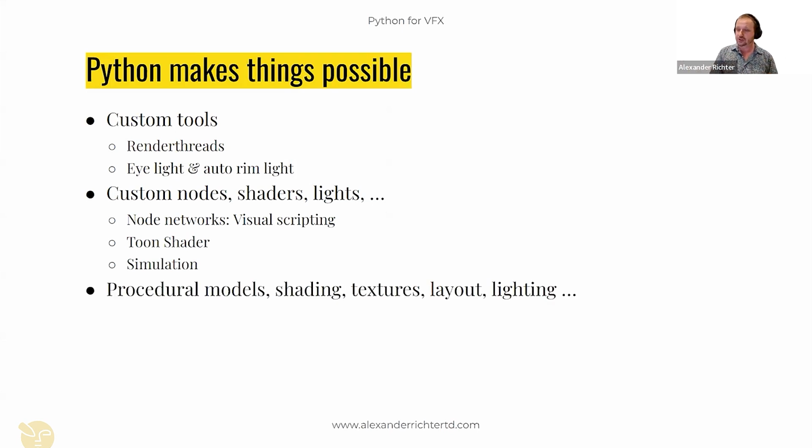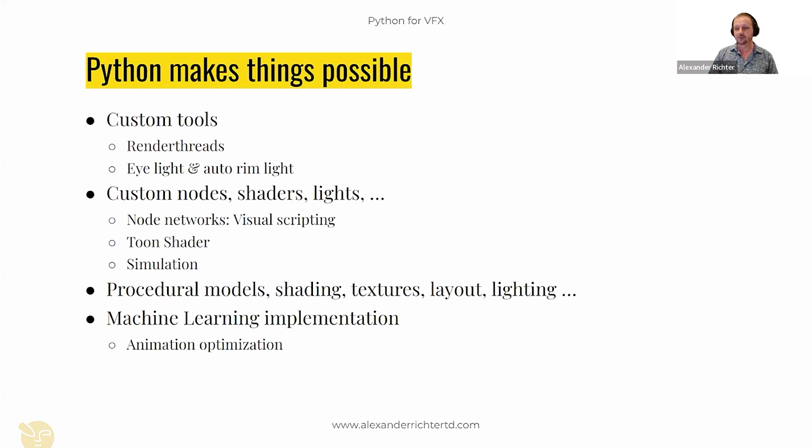We can work with procedural modeling, shading, textures, layout, lighting, all the stuff that helps us to populate and make an environment. If we have hundreds of trees, a whole city, it's very helpful to do that. And last but not least, we can work with the more and more coming machine learning implementation, which I will talk about. I have a few examples in here for animation optimization and render enhancement.